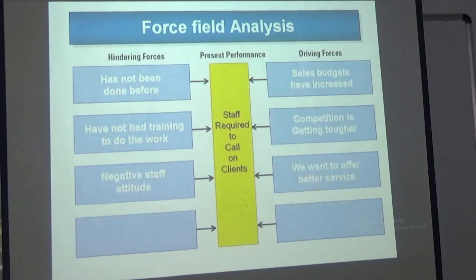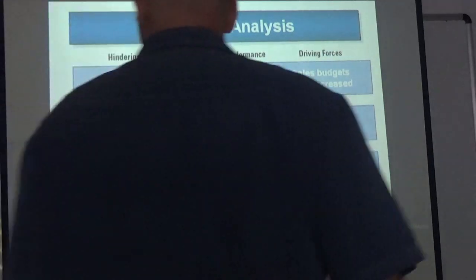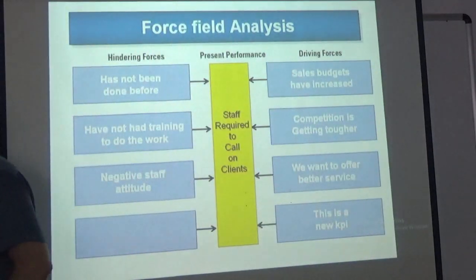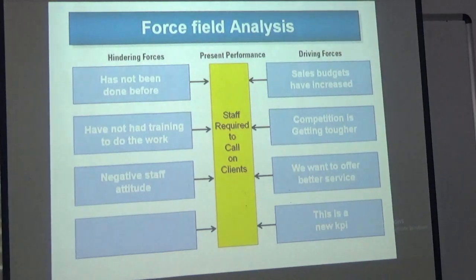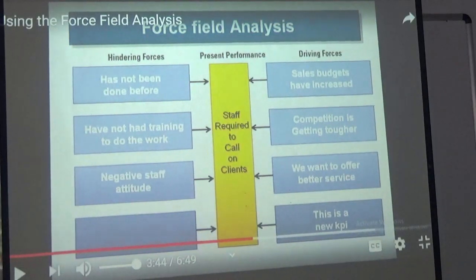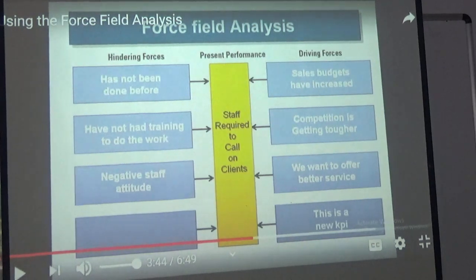Okay, what else? We want to offer better service to our customers by having more contact and direct contact. Okay, what else? It's a new KPI, so as part of our new performance appraisals, all salespeople are now expected to call clients directly. So then what we do is we go back and look at the hindering forces and we give each one of these a rating between 0 meaning no real issue or impact, and 10. You don't have to use 10, you can use 3, 5, whatever.